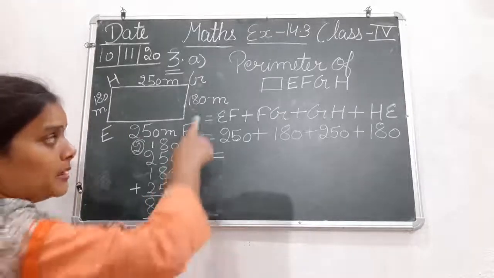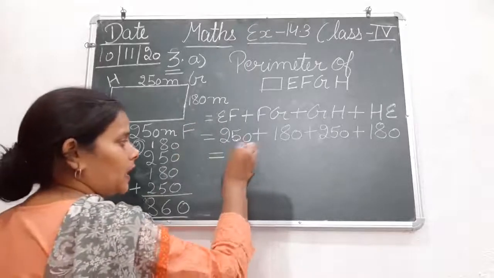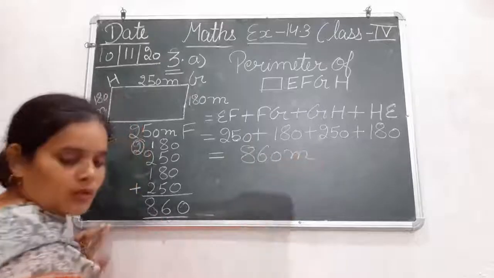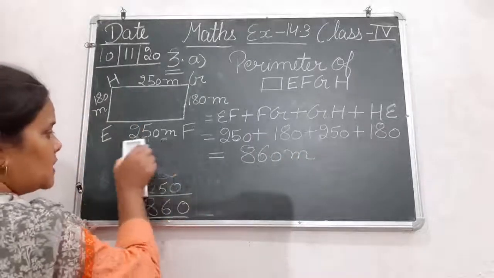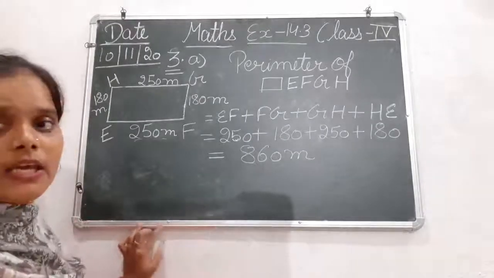क्वेश्चन हमारा किसमें था? मीटर में. So the answer will also be in the meter only. So that will be 860 meter. Okay, so what is this? ये 860 meter क्या है? So 860 meter is the perimeter of the given rectangle EFGH.